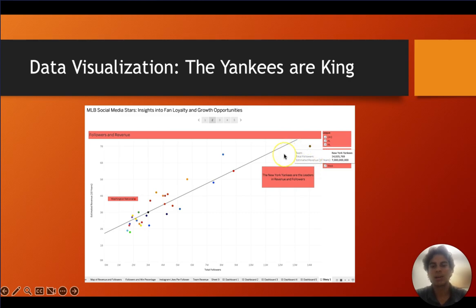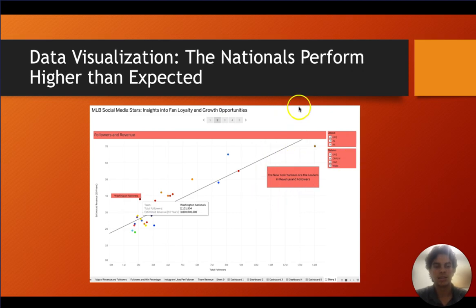They're obviously in the top right corner because their total revenue for the past 10 years and their total followers are above everyone else. And then down here on the left, I wanted to showcase the Washington Nationals, who are, based on the trend line, so far above the trend line more than anyone else that you can see their revenue is really outweighing their total number of followers that they have. So that's a good trend for them to have, not having to rely on having such a big following. They're doing other things outside of social media to promote revenue.